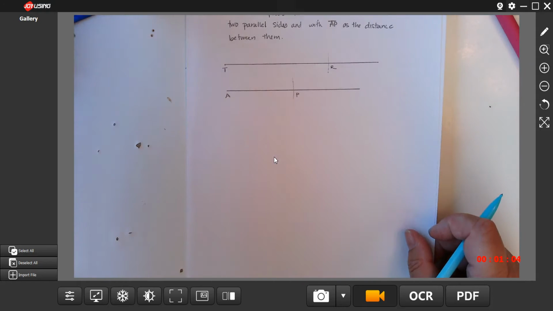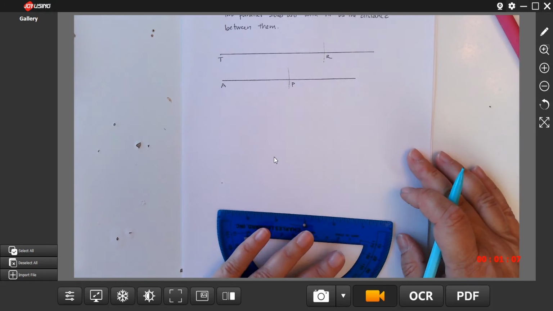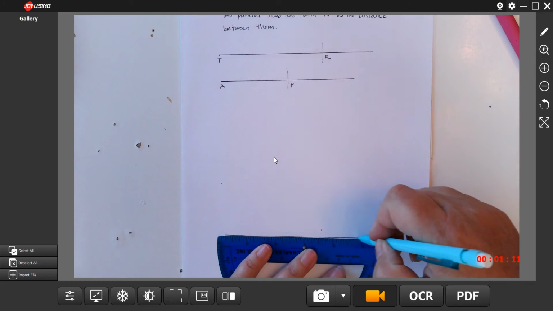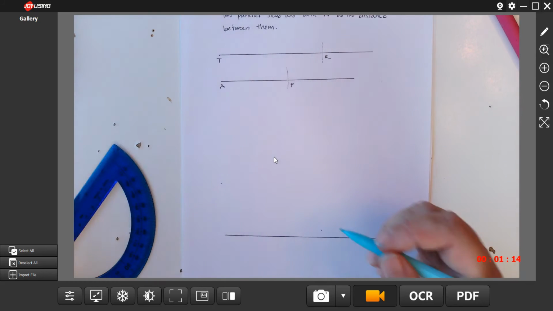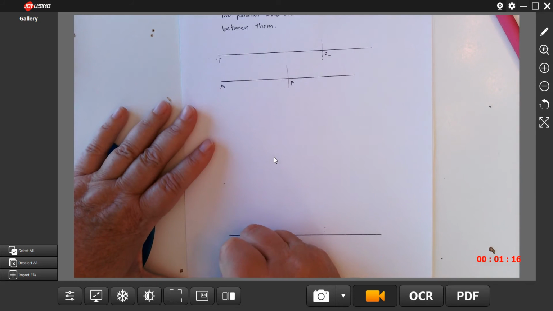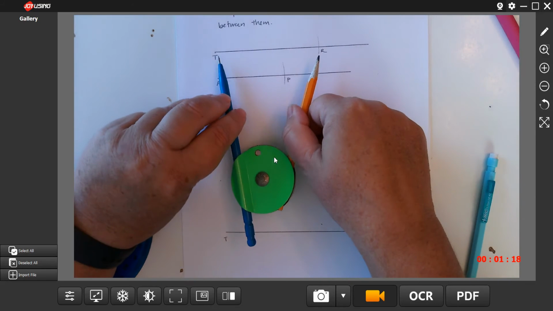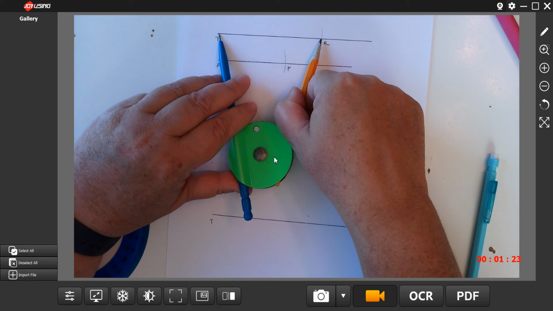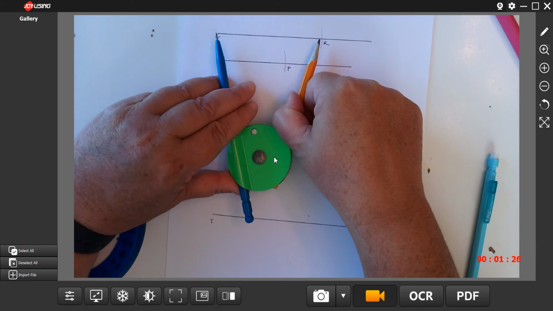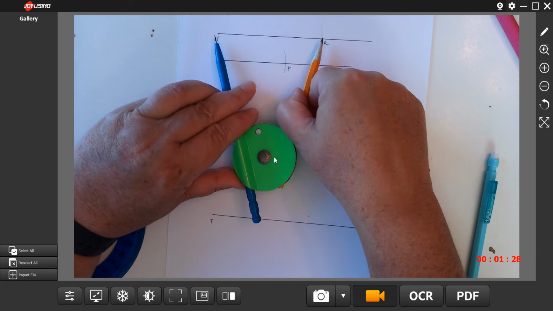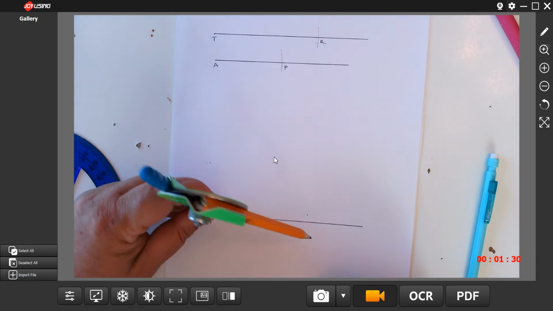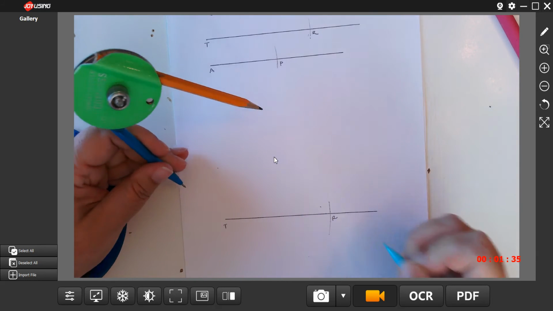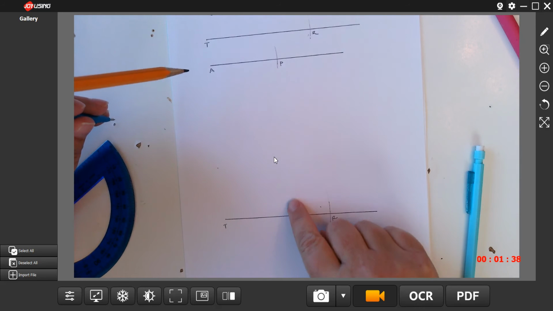So I'm going to start with TR. This can be T, we'll copy TR. Oops, too big. There's TR. Okay, so now I need to create a perpendicular here.